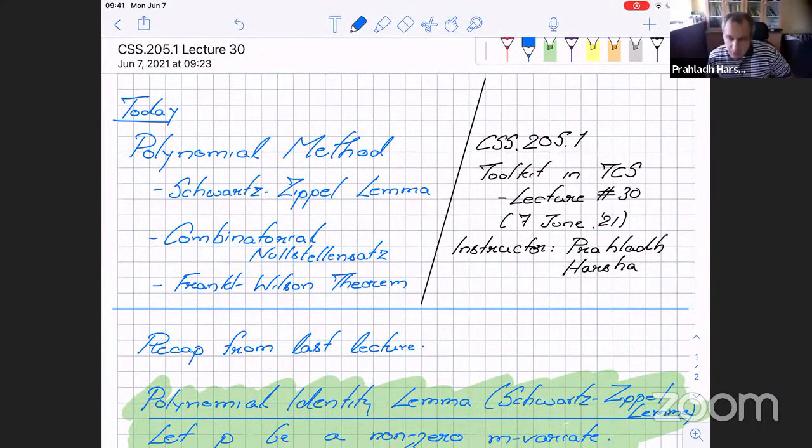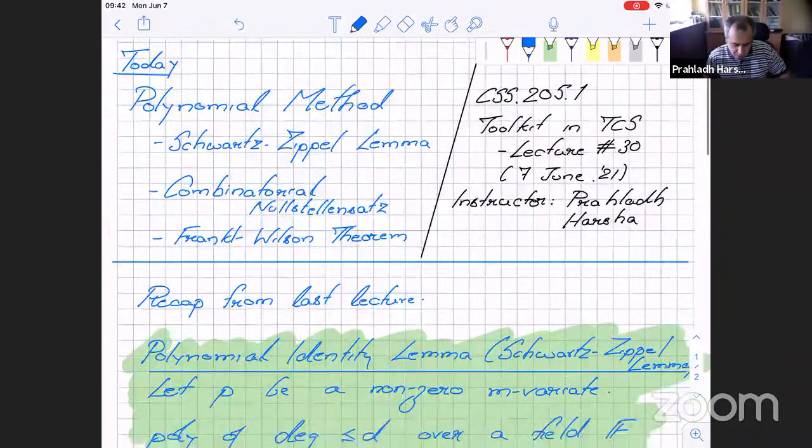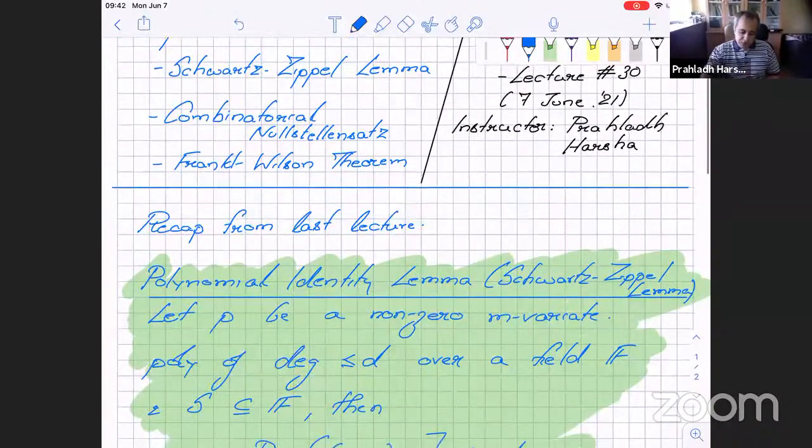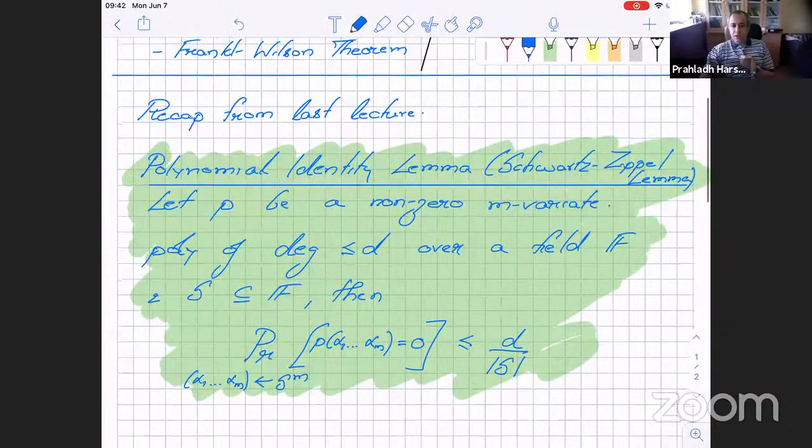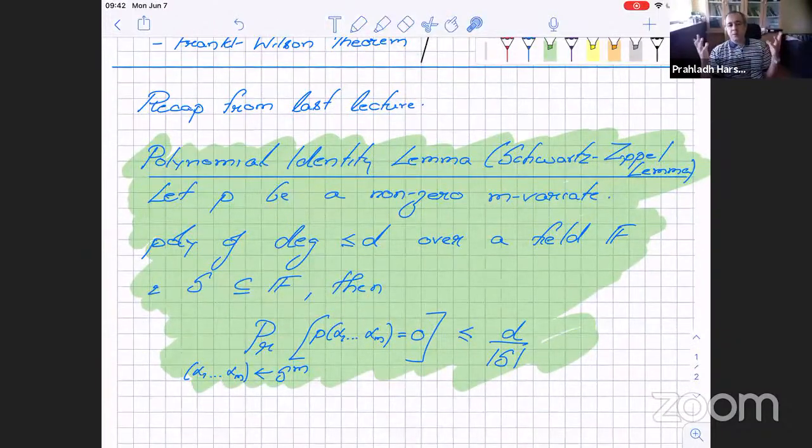So we will continue our discussion on the polynomial method. Recall from last time, we had proved the Schwartz-Zippel lemma. It was an extension of the basic fact we had seen for univariate polynomials: if you give me a degree D univariate polynomial over a field, then it has at most D roots.